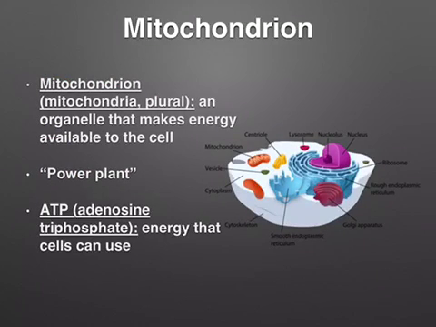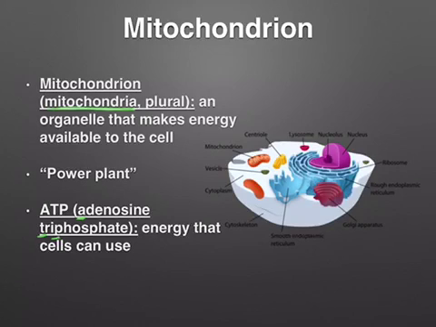Then we have the mitochondrion. A lot of times you'll just hear the word mitochondria, but that's the plural form. This is an organelle that makes energy available to the cell. Its nickname is the power plant. It really makes energy, and the energy it makes is called ATP, which stands for adenosine triphosphate. And this is energy that the cells can use.